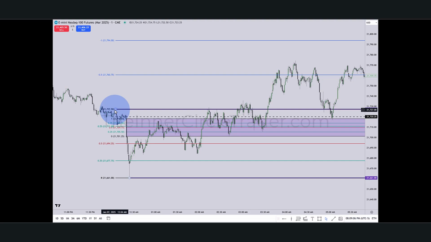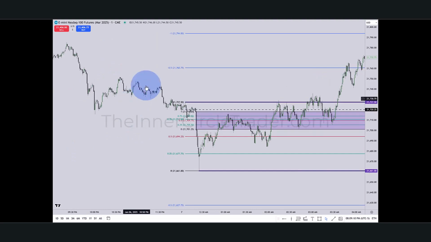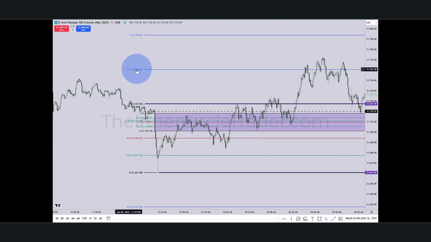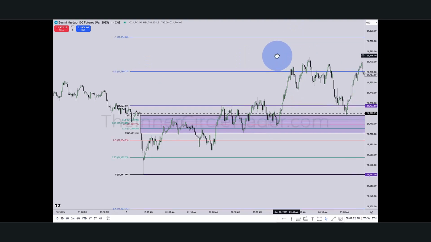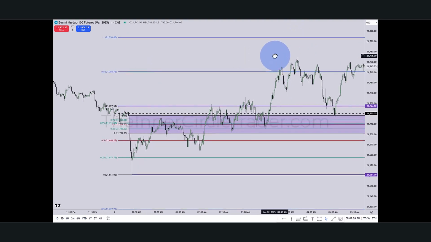We have relative equal highs over here. You see that? So this one here is enough to do that. It trades up into it there. But then we have standard deviation 1 up here. So watch what happens later on in the day session. But for right now, I want you to look at what we have in London.